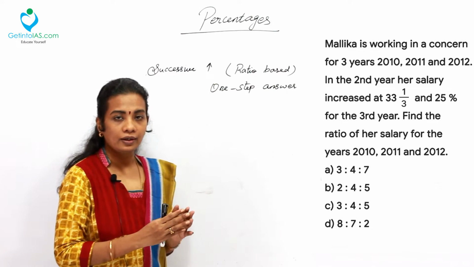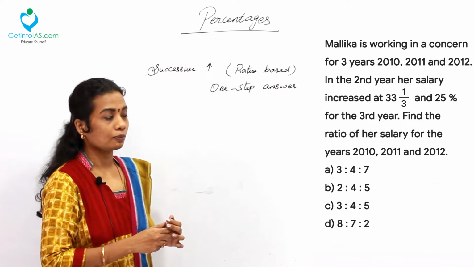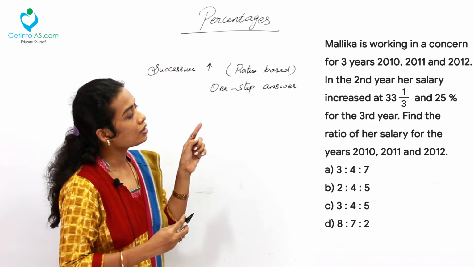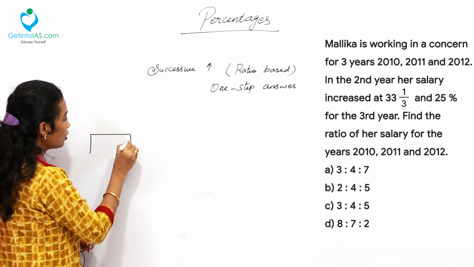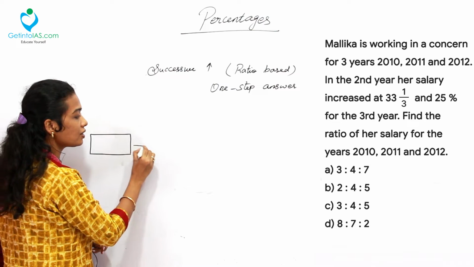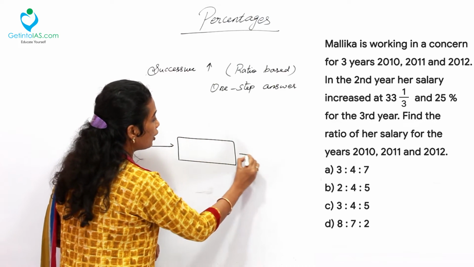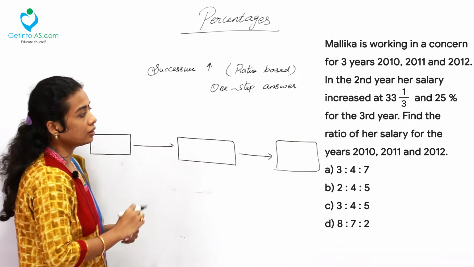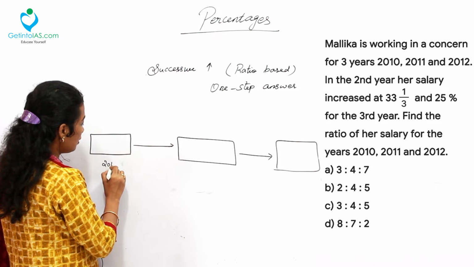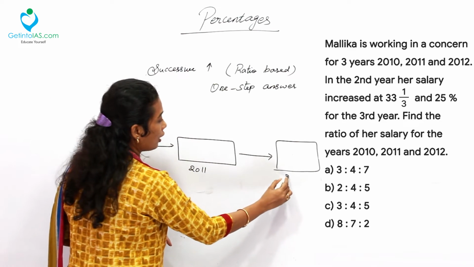Now you need to find these things. The clue over here is one step answer. So Mallika is working in a concern for 3 years. So in 3 years she would have gotten 3 different salaries, right? For that we need to make 3 different columns. That is the first step. After that you need to write the years, namely 2010, 11 and 12.